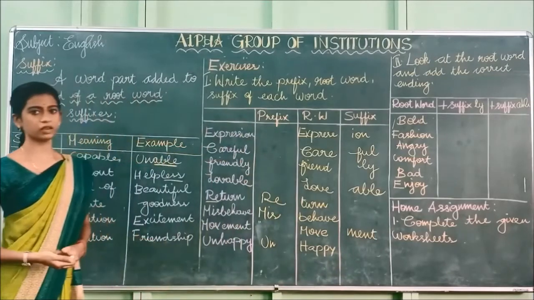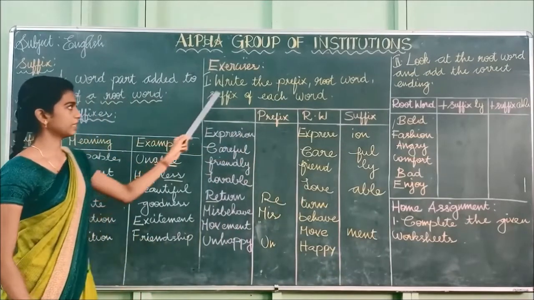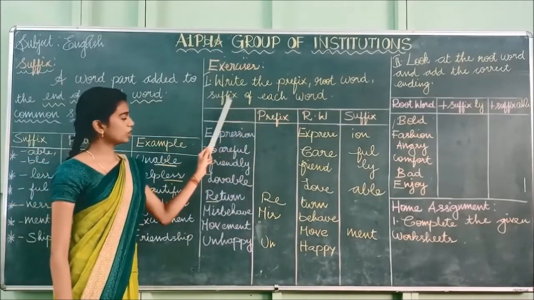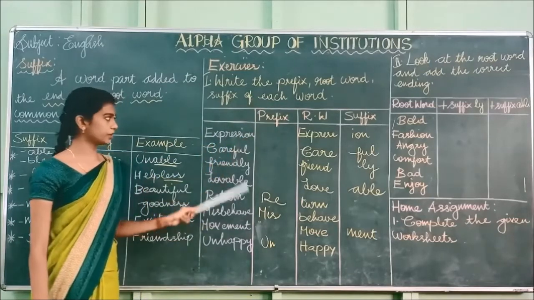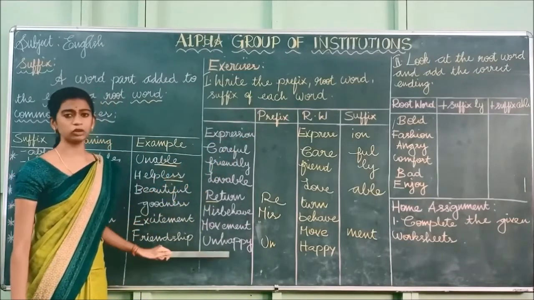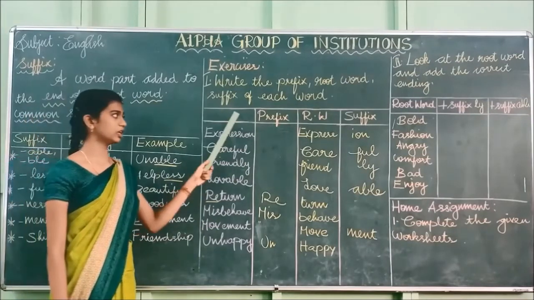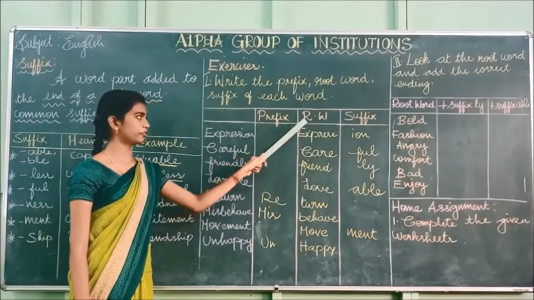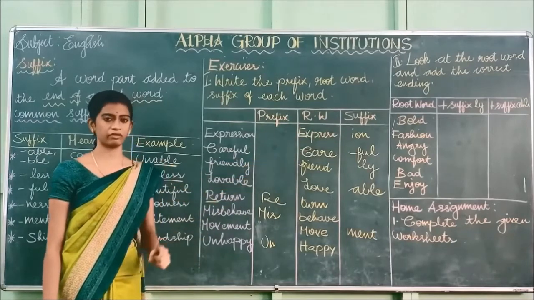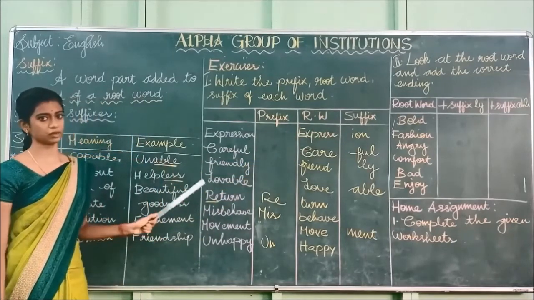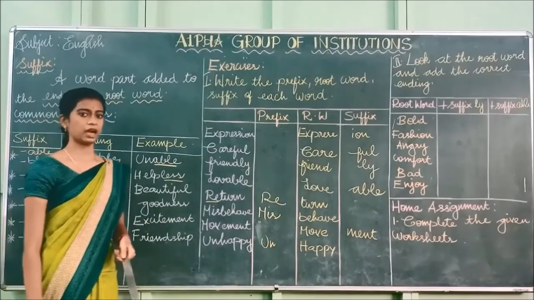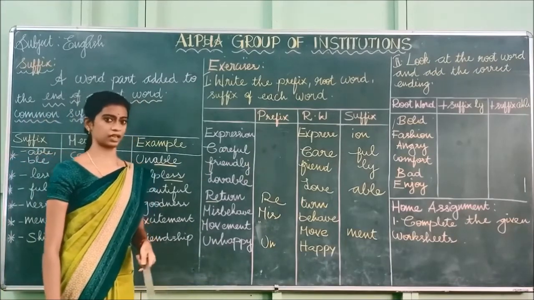Okay students, have you understood how to do this exercise? Write the prefix, root word, suffix of each word. You have to read the given words carefully and identify the prefix, root word and the suffix, and write them in the column. Have you understood how to do this? Okay. Now let us move on to the second exercise.